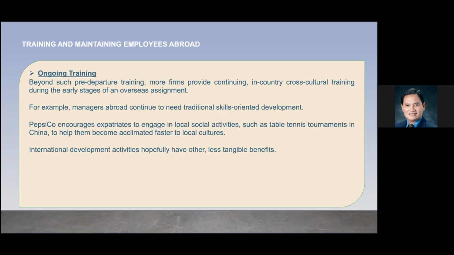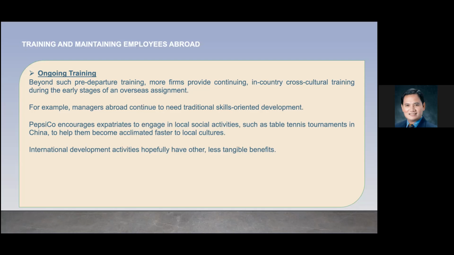The employers can also conduct ongoing training. For example, aside from pre-departure training, more firms provide continuing in-country cross-cultural training during the early stages of an overseas assignment. So managers abroad, both the expats and locals, continue to need traditional skills-oriented development. At PepsiCo, they encourage the expatriates to engage in local social activities such as table tennis tournaments in China to help them become acclimated faster to local cultures.